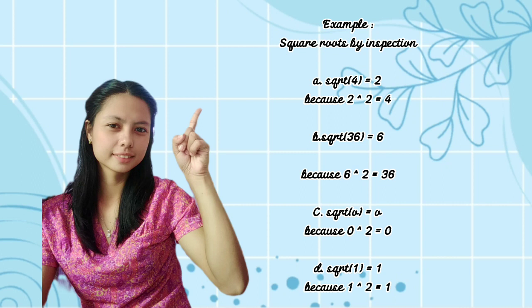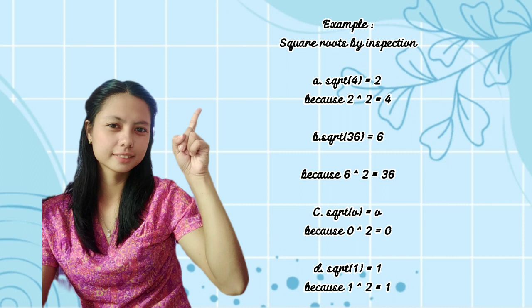Examples of square roots by inspection. The first example is the square root of 4, which is equal to 2. Why? Because 2 squared is equal to 4. We multiply 2 times 2, so the answer is 4.